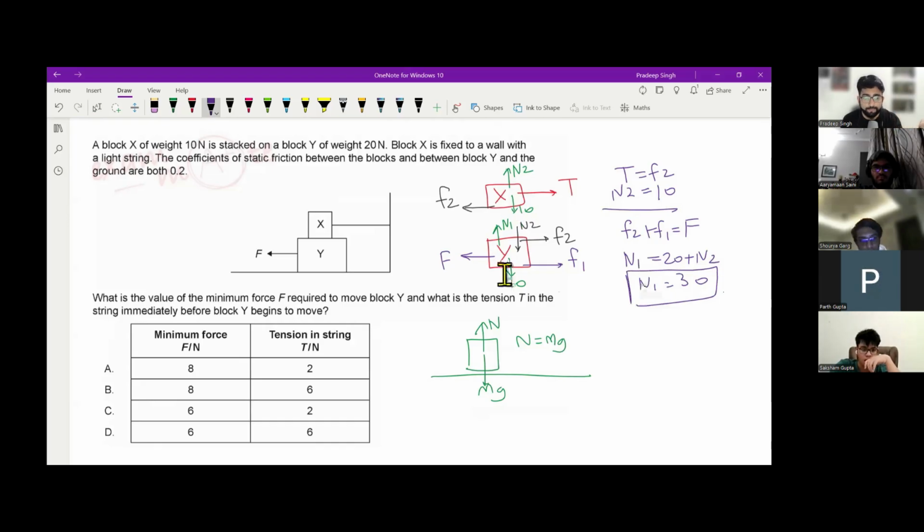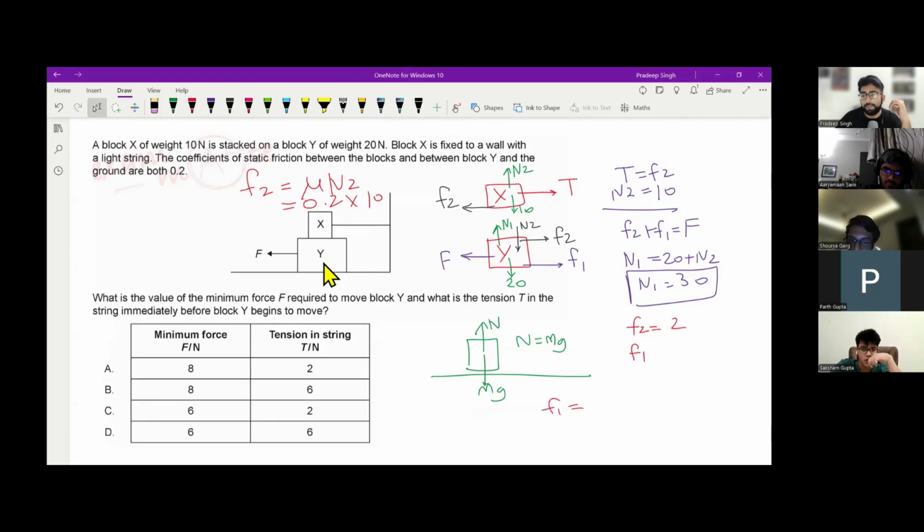Now, what are we supposed to find? We have to find the force F and the tension. So now, Shaurya, can you find first F2? What will be the value of F2 using the coefficient of friction? F2 will be mu times N2. So 0.2 times 20, sir, not 30. N2 is 10. So 0.2 into 10. What will be F2 then? 2 newtons.